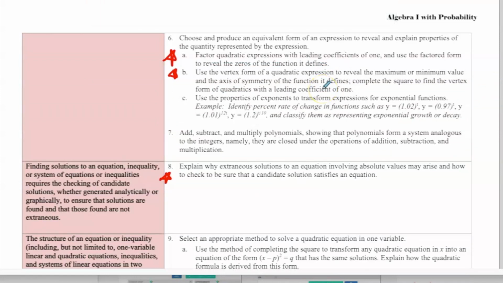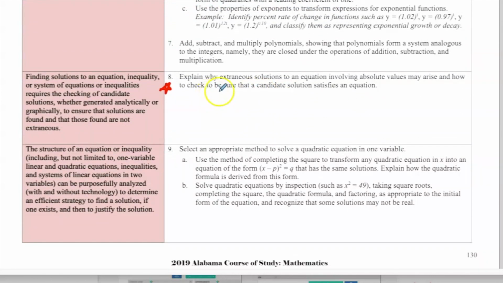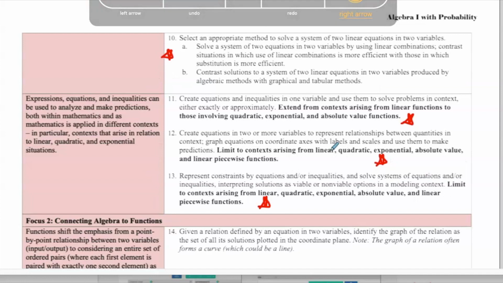All right. Another thing that removed some confusion was when we factor quadratic expressions and use completing the square to write an expression in vertex form, we are just doing it with a leading coefficient of 1. So that is the minimum standard. You could take it above that if you wanted, but to meet this Alabama course of study standard, we just need a leading coefficient of 1 when we complete the square and when we factor quadratic expressions. Standard 8 is a new standard to Algebra 1 with probability, talking about extraneous solutions.